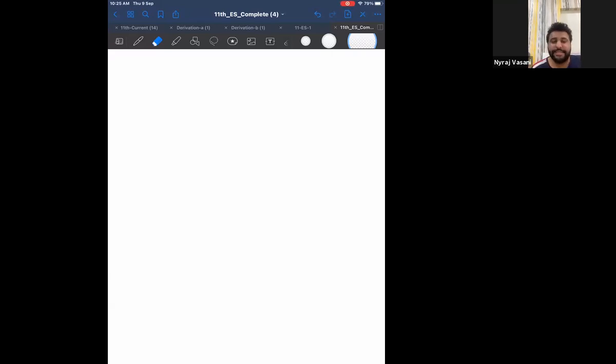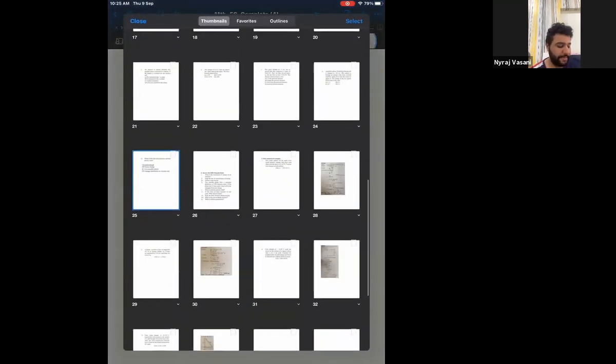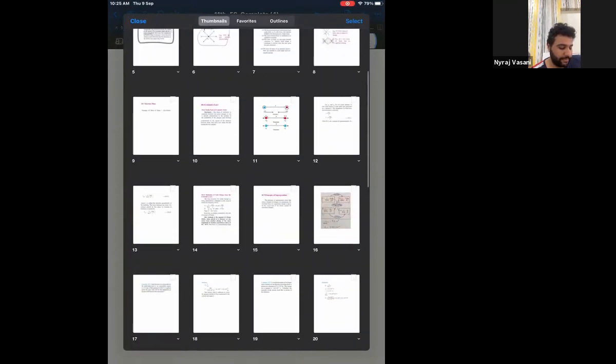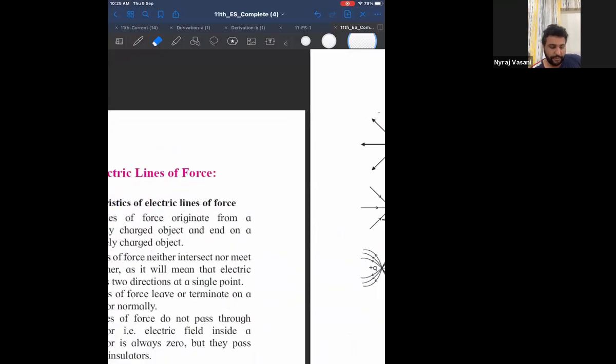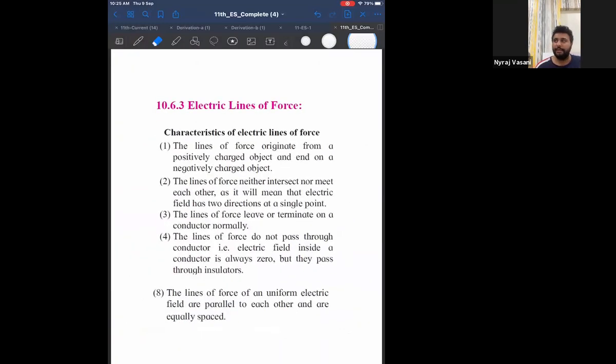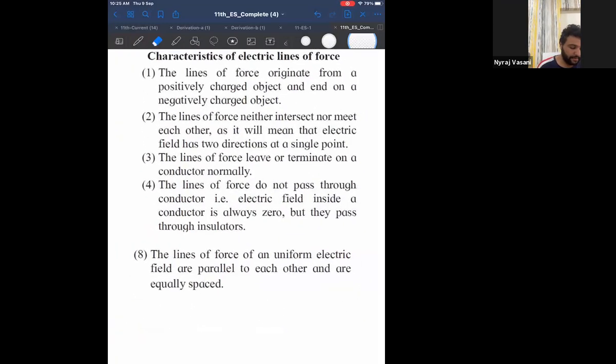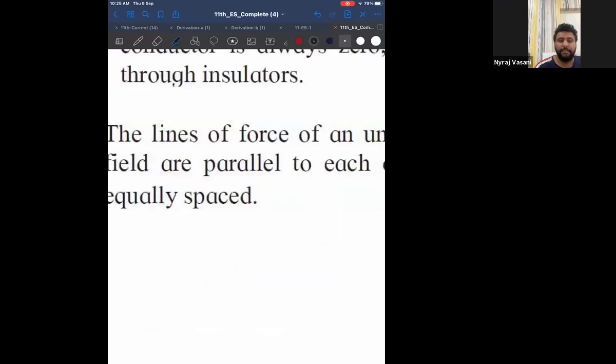Darshan is very scared because he has to answer now on electric lines. Okay, Darshan, we will start. This topic is dedicated to Darshan. I am doing the topic just for you. Now listen. The topic is electric lines of force. Before that, let me show you the diagram of electric lines of force. 1 minute.